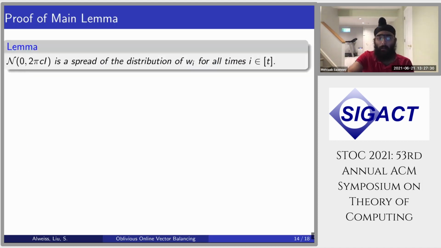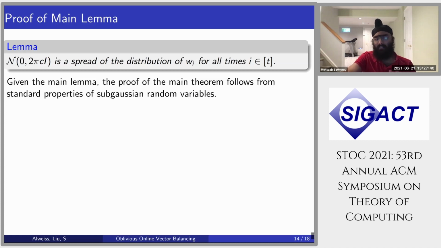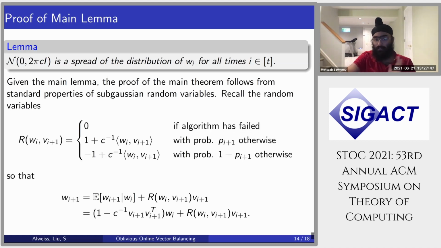And so the main lemma is that there's an appropriate Gaussian, in particular N(0, 2 pi c I), which is a spread of Wi at all times. And given this lemma, the proof of the main theorem just follows by standard properties of Gaussian random variables. So let's just say it once again. What you do is you write Wi+1 as the expectation of Wi+1 given Wi, plus a random variable r of Wi, vi+1 times vi+1. And so you have this decomposition.